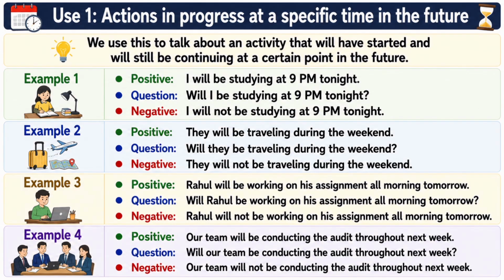Now the fourth example. Our team will be conducting the audit throughout next week. This means the audit will continue during next week. The question is will our team be conducting the audit throughout next week? The negative sentence is our team will not be conducting the audit throughout next week.